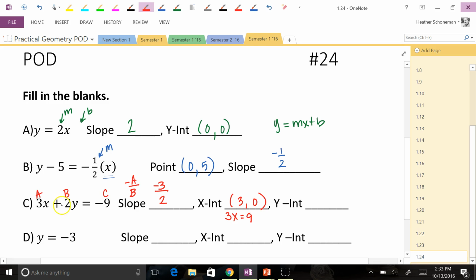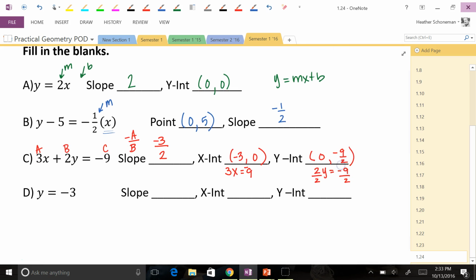My y-intercept comes when I cover up the x, so my equation is 2y equals negative 9. Oh, I made a mistake on this one. This should be negative 9, so that should be negative 3. So now when I solve, I divide by negative 2, so this would be 0, negative 9/2.